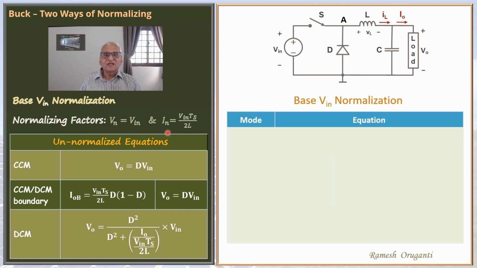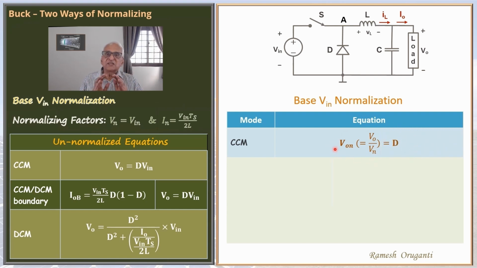The voltages and currents in the circuit will be divided by these factors. First, let's take the CCM equation. V in, you can bring it to the left hand side. V in is the voltage normalization factor. So V0 by V in is V0 by Vn, which is the normalized output voltage. So VON is VO by Vn, that is VO by Vin, that will be D, the duty cycle.